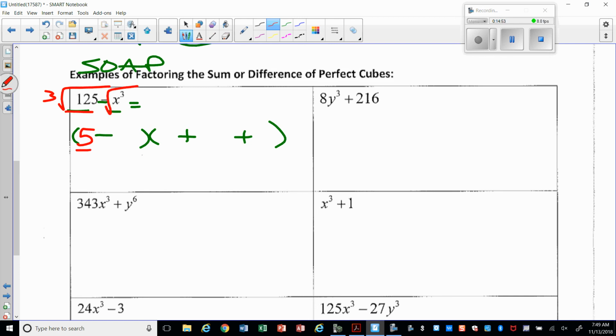The next term is x cubed. The cubed root of x cubed, so I'm going to put an x here. All right, and I keep that order the same. That was second, so this is going to be second. All right, and then now I'm going to square, multiply, square. So I'm going to take 5 squared, which is 5 times 5, is 25. I'm going to multiply these together, and then I'm going to square this term, so I get x squared.